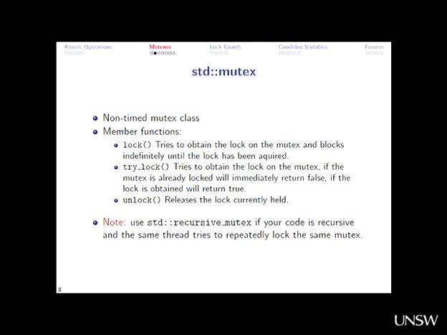It's important to note if you're doing recursive functions, you need to use a thing called a recursive mutex. The reason you need a recursive mutex is, think about this: I am thread ID 1, I have a recursive function inside me, and I use a standard mutex.